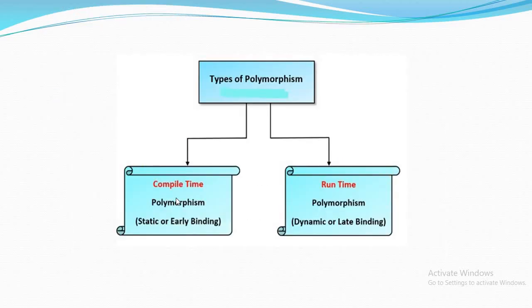Types of polymorphism. There are two types of polymorphism. One is compile time and another one is runtime. An example of compile time polymorphism is method overloading. An example of runtime polymorphism is method overriding.